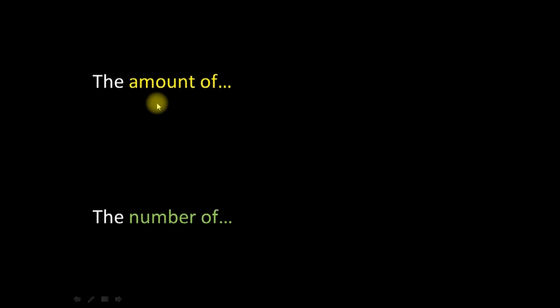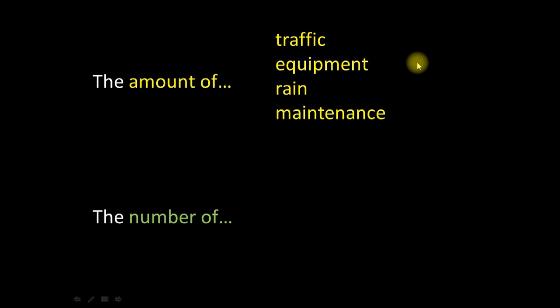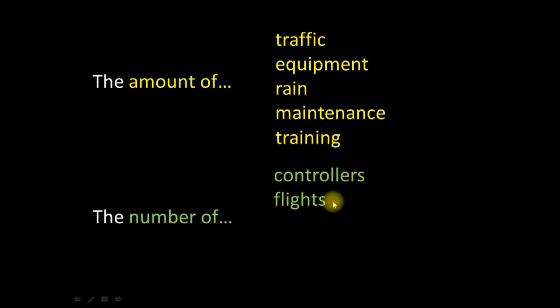Remember that we use the word amount with uncountable nouns. For example, traffic, the amount of traffic, or equipment, the amount of equipment, or rain, or maintenance, or training. All of these ideas are uncountable. However, we do use number with countable plural nouns. So for example, controllers, the number of controllers, countable and plural. Or the number of flights, again.